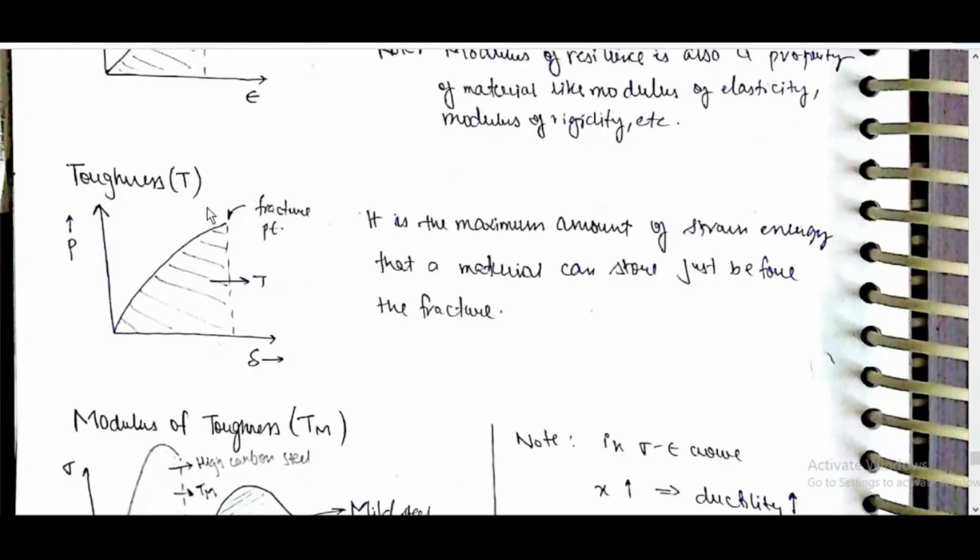Toughness: P delta up to fracture point. It is the maximum amount of strain energy that a material can store just before the fracture.